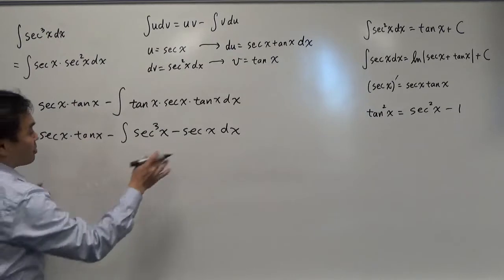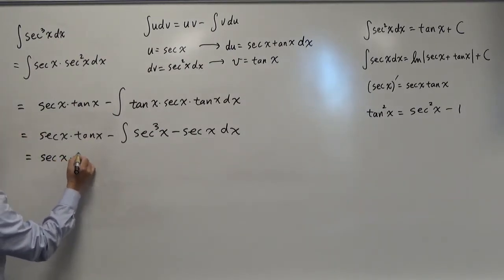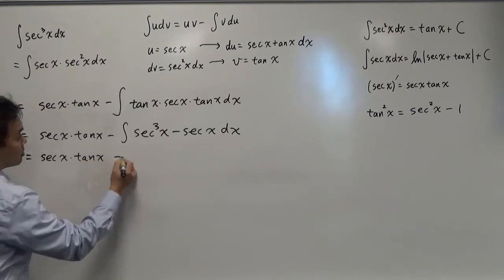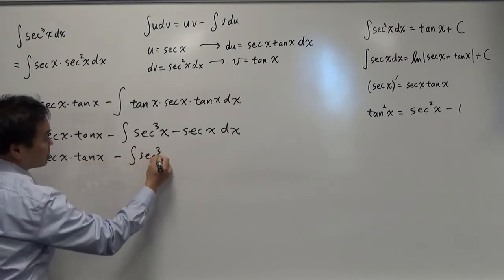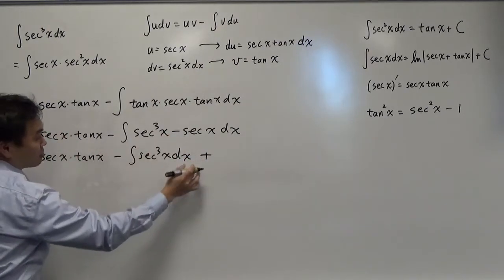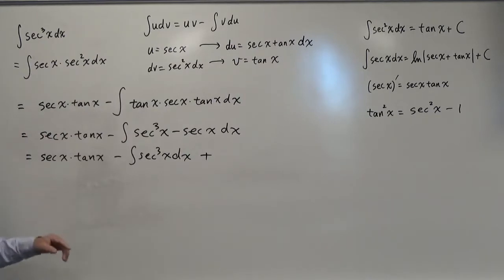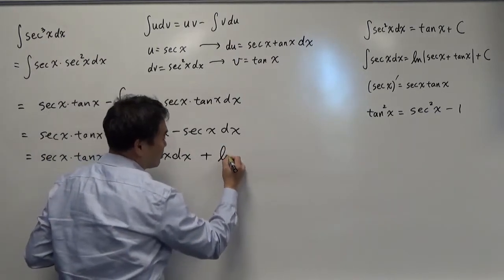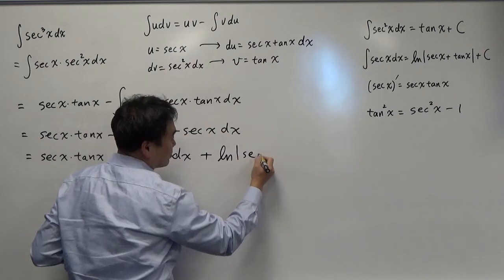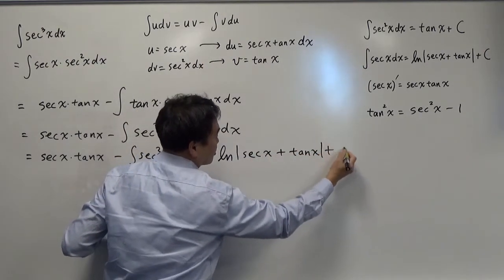You can break this up into two integrals. So that you get integral of secant cubed of x dx plus, minus is plus, the integral of secant of x, but we also know that the integral of secant x is ln of secant of x plus tangent of x plus c.